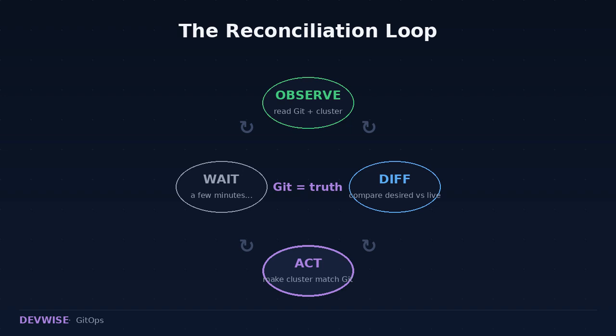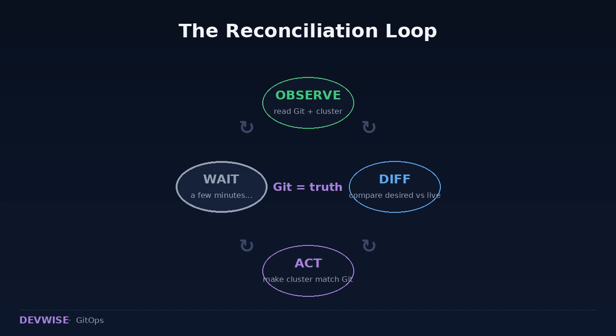From out of sync, the agent either syncs automatically or waits for you to approve, depending on how you've configured it. That configuration choice matters, so let's name it. Automated sync means the agent applies changes the moment Git differs. Fast, hands-off, ideal once you trust your pipeline.